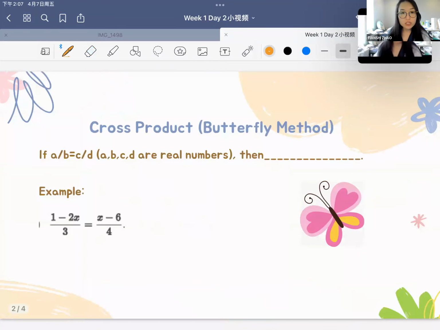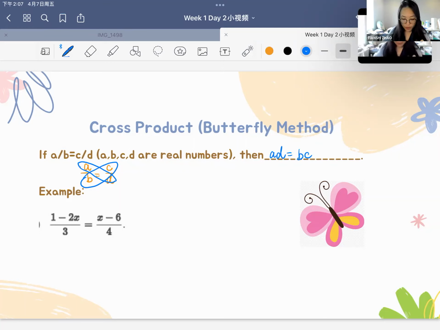When talking about the fraction calculation, the most important concept is the cross product, which we also call the butterfly method. For the butterfly method, if we know that A divided by B equals C divided by D, we can draw a butterfly around the numerators and denominators, and then we get AD equals BC. This is a very important rule, and by using the butterfly method, we can get rid of the fraction and then we will only have integers, which is a great way to do the calculation.